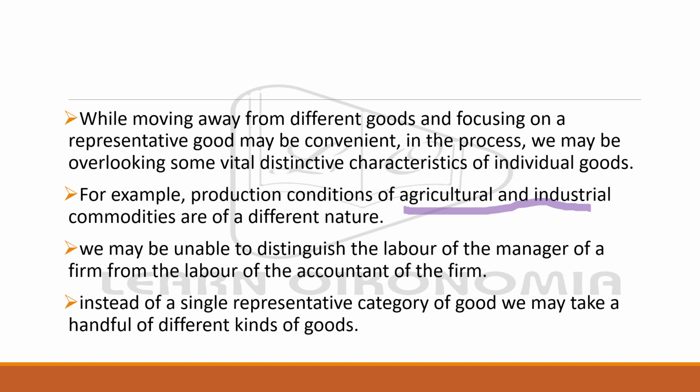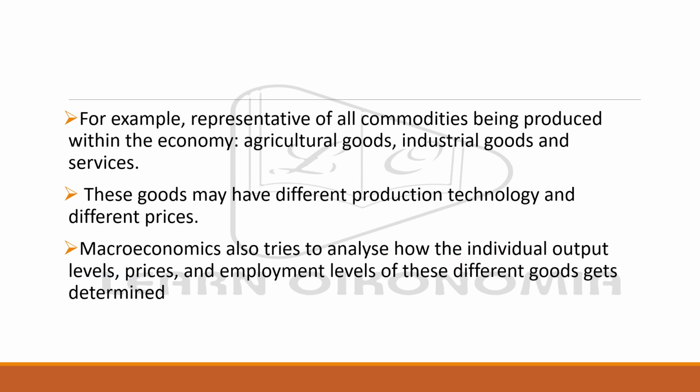And here we might be unable to distinguish the kind of labor that these sectors would use. So we can see that the labor of the manager of a firm differs from the labor of the accountant of a firm. So there exists differences between these two things. We have to consider that a single representative category of good might take a handful of different kinds of goods. So we have to understand this difference, or we have to understand this relation also.